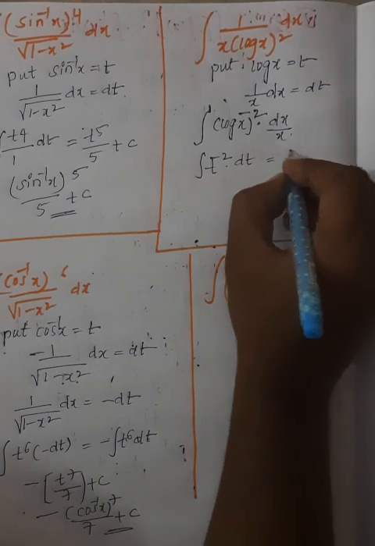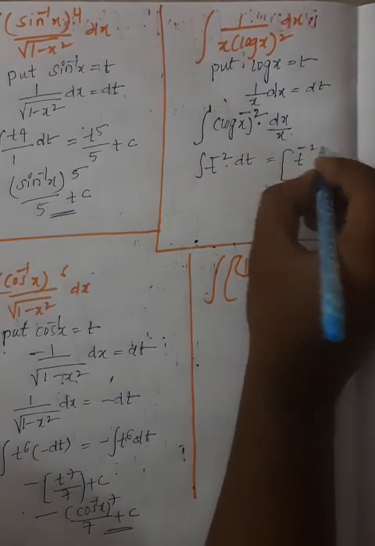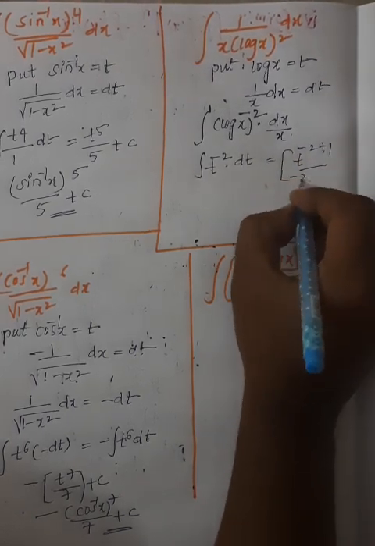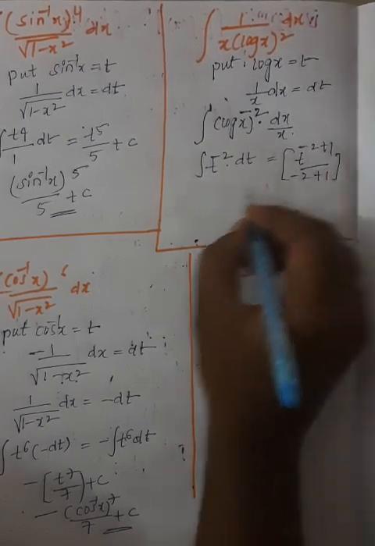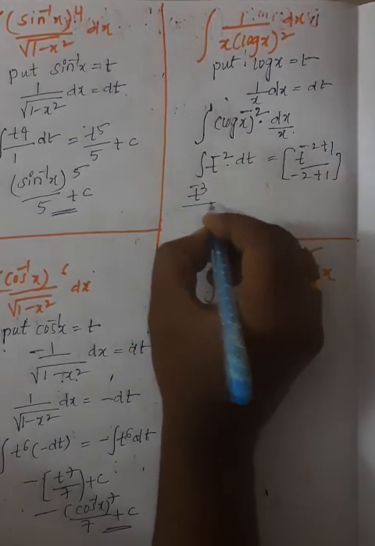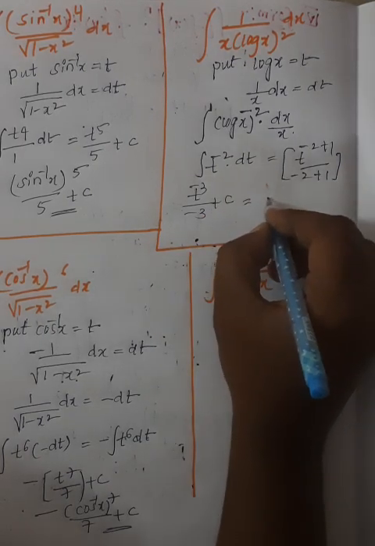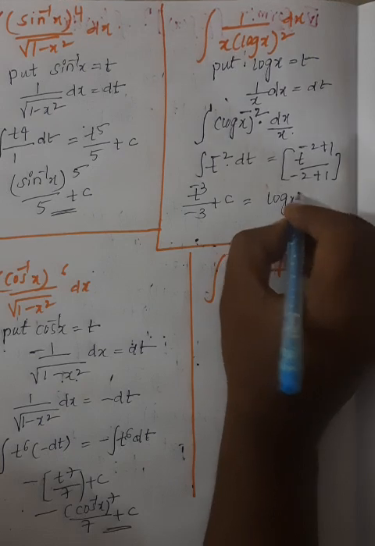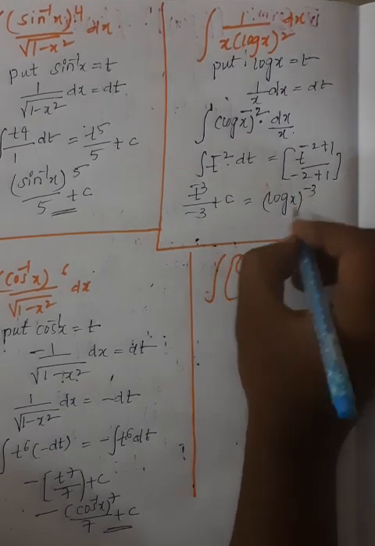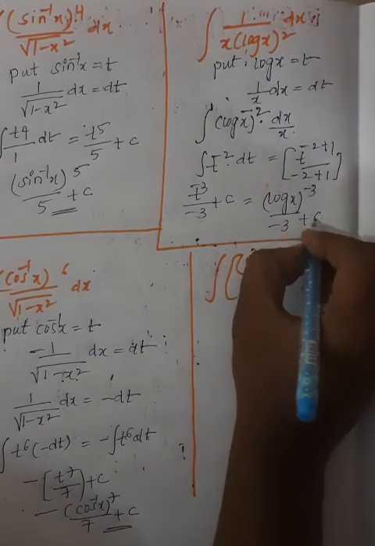T power minus 2 formula is t power minus 2 plus 1 by minus 2 plus 1. So it will become t power minus 1 by minus 1 plus c. Again we have to replace t with log x. So log x power minus 1 by minus 1 plus c.